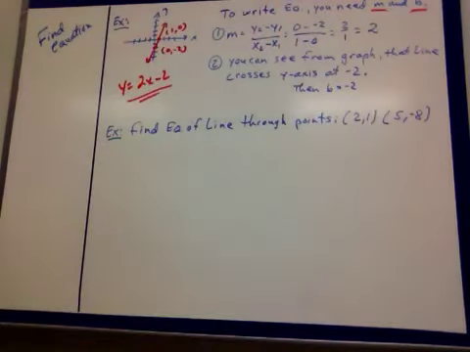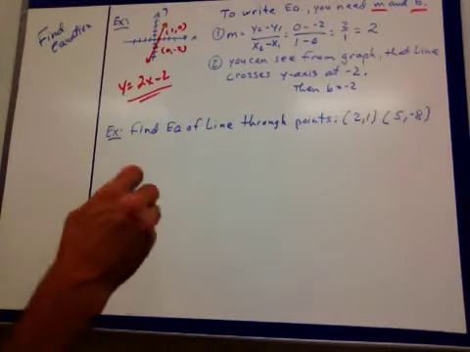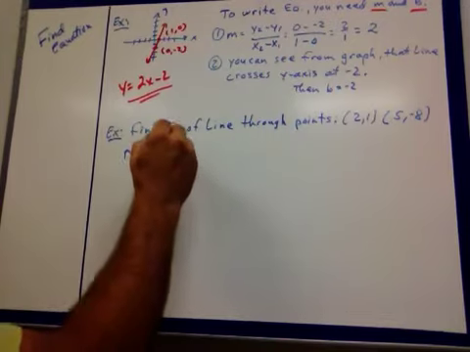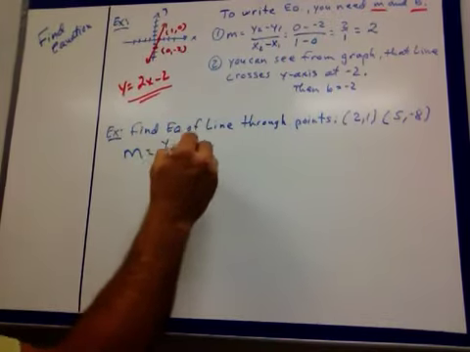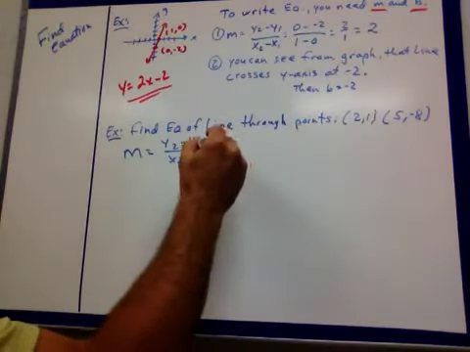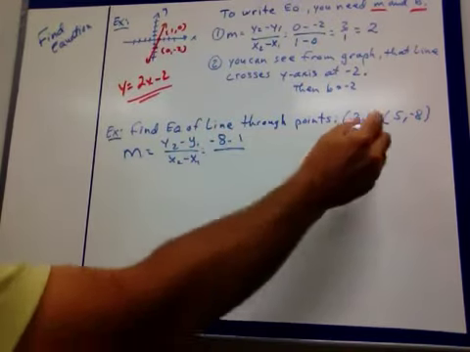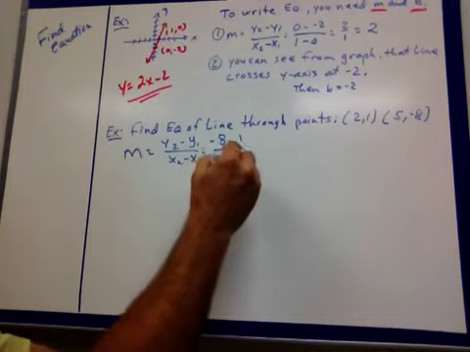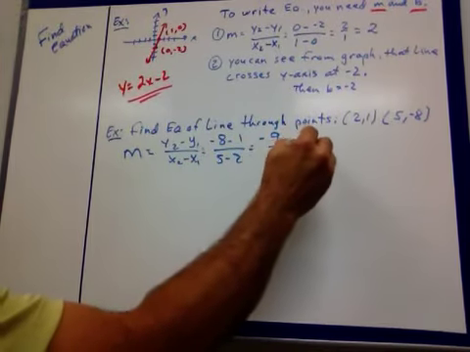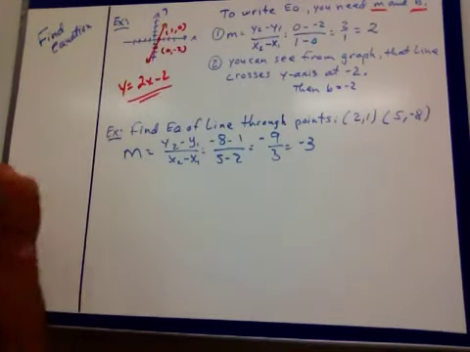Now what happens when they give us 2 points like this? Like I mentioned up there, we've got to find the slope first. So I'm going to take my y2 minus my y1 over x2 minus x1. I'm going to take -8 minus 1, over 5 minus 2. I'm going to get -9 over 3. That gives me a slope of -3.